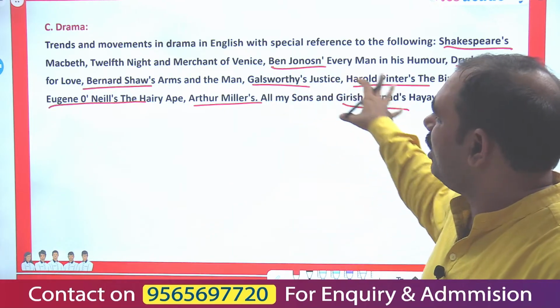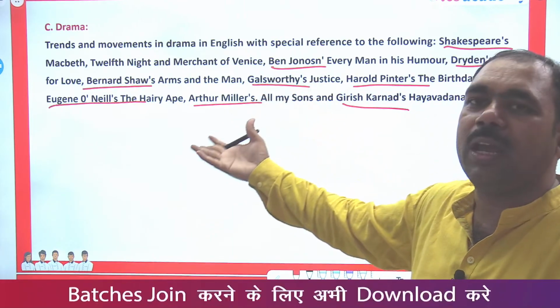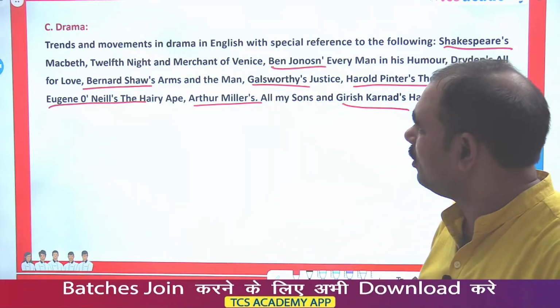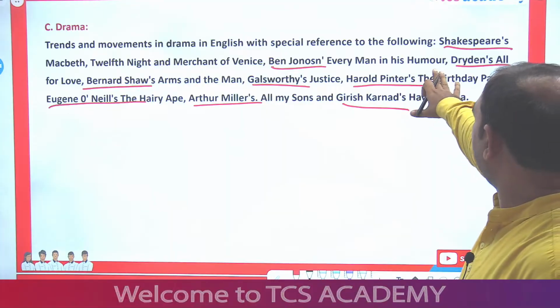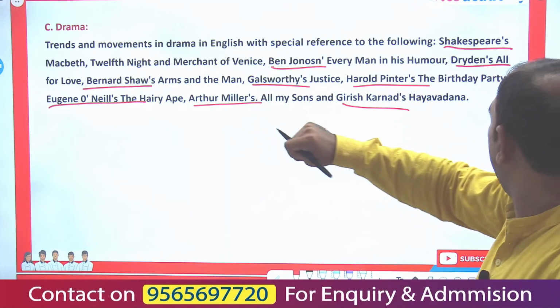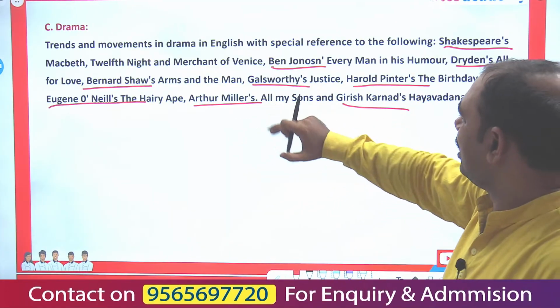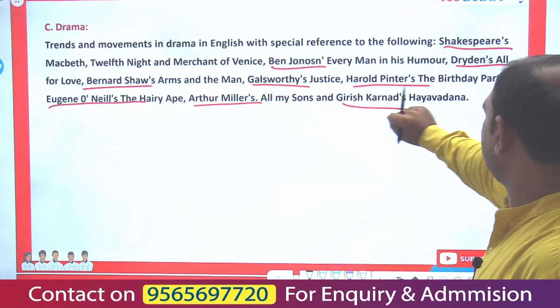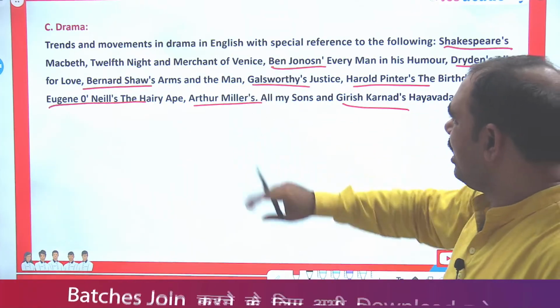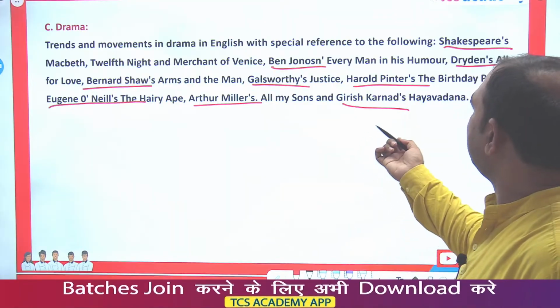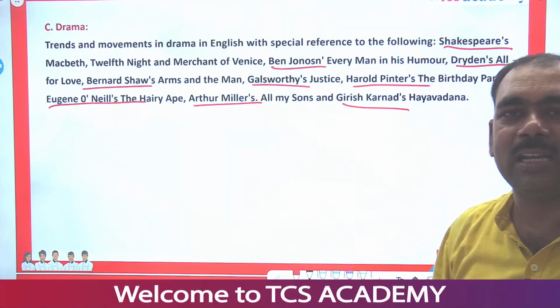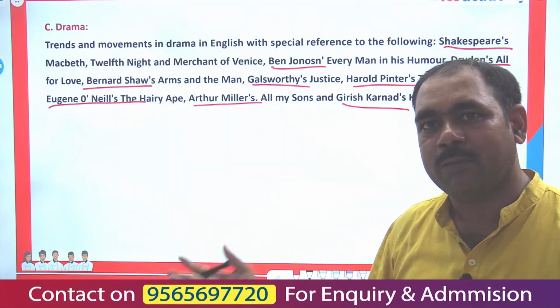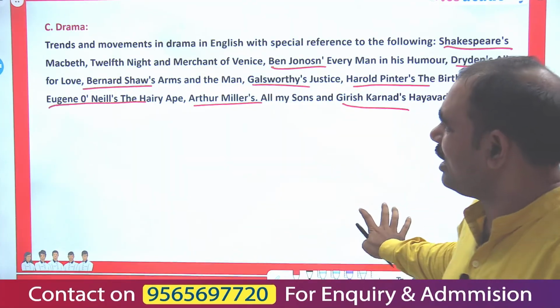So these are the dramatists, and we have selected drama for them: Macbeth, Twelfth Night, Merchant of Venice, Every Man in His Humour, All for Love, Arms and the Man, Justice, The Birthday Party, The Hairy Ape, All My Sons, and Hayavadana. This is the syllabus for drama for this LT grade this time.